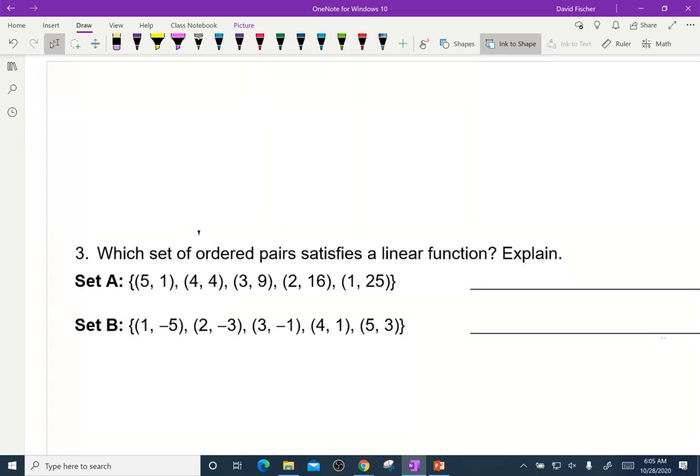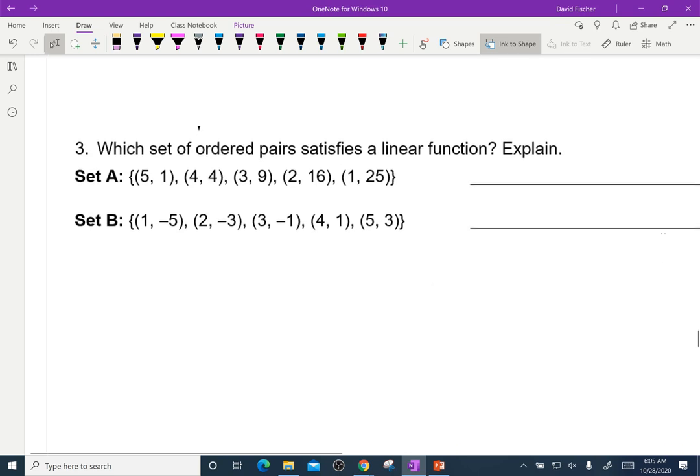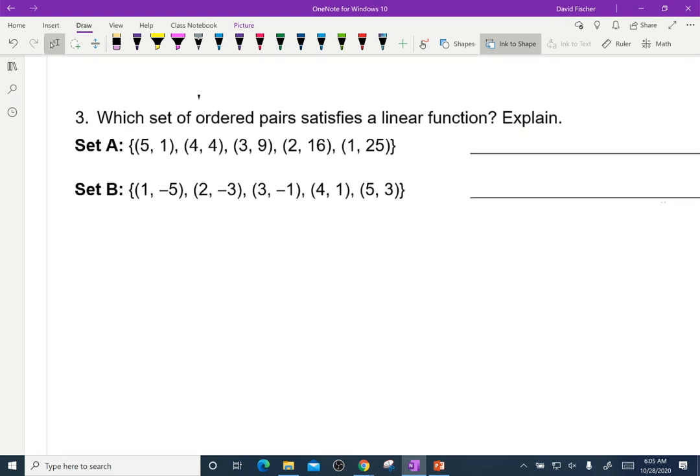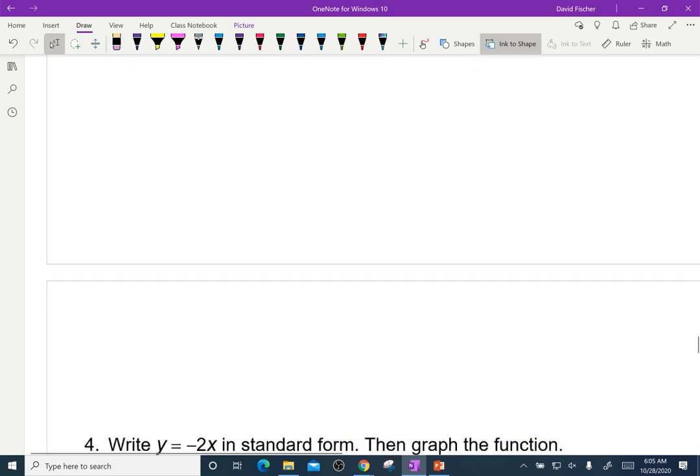Write a set of ordered pairs that satisfies a linear function. Or which set? Explain. So again, that's like 2 points on each of those questions. You have to explain what my x's are doing, what my y's are doing.